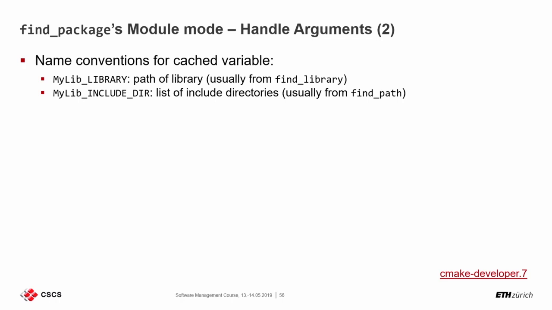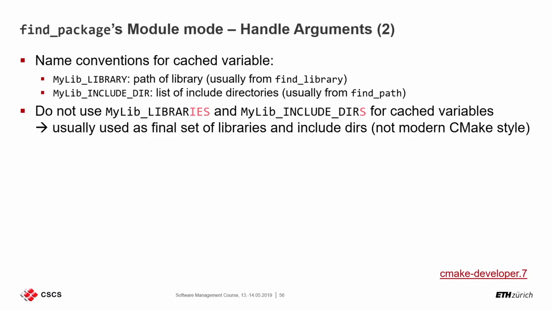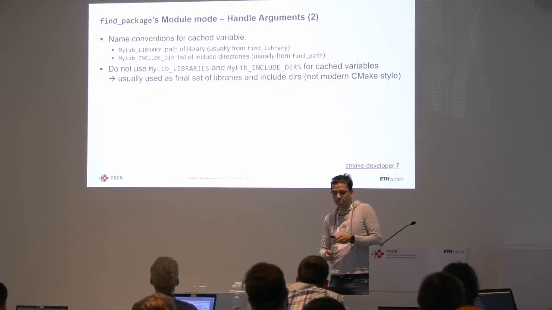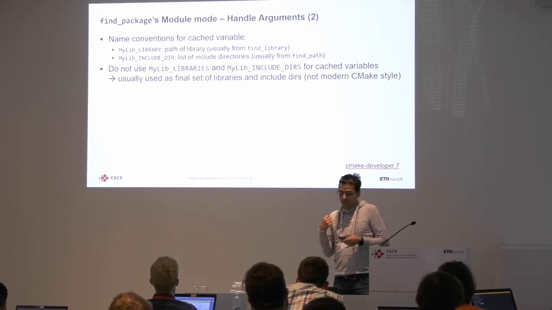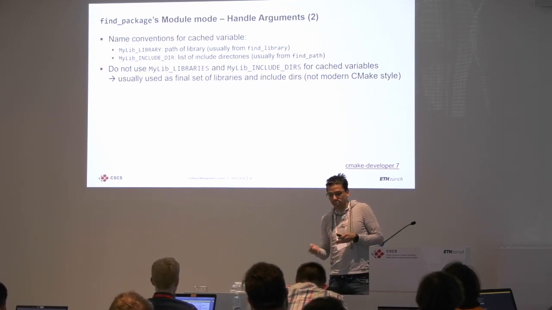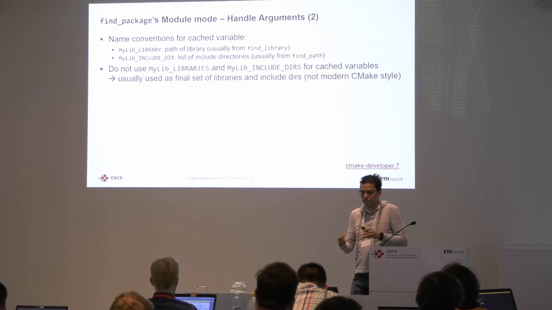So there are these cached variables where the user can change something, for example the library or the include directory. And there are some naming conventions, which are those here. MYLIB_LIBRARY is the path for libraries. MYLIB_INCLUDE_DIR is usually for the include dir. And I write this explicitly here because I'm always confused by what is what. It's not MYLIB_LIBRARIES and not MYLIB_INCLUDE_DIRS with an s at the end, because this is not the cached variable. This is usually used as the final set of libraries.